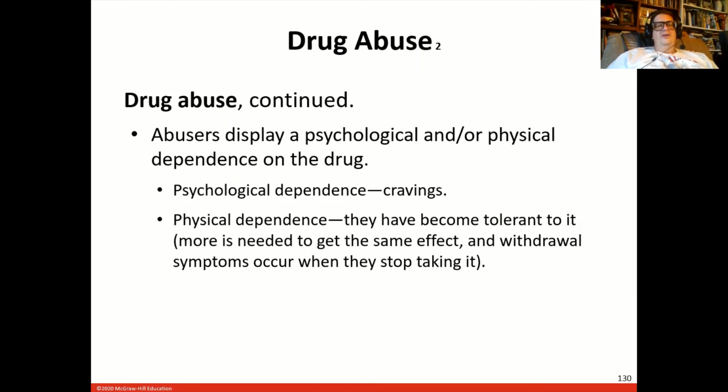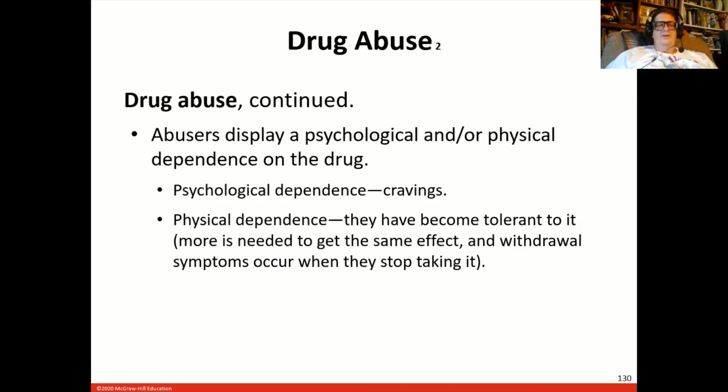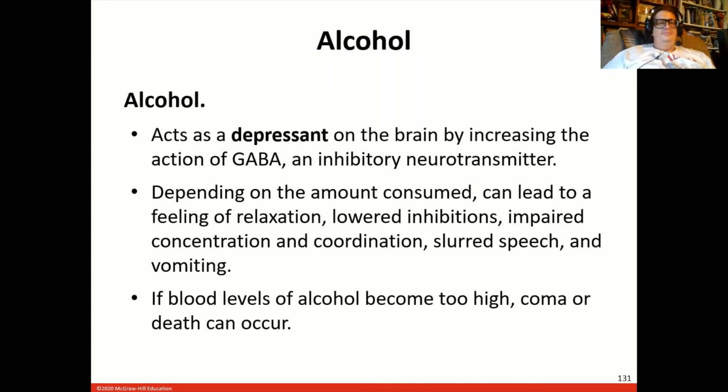If someone is abusing at that kind of level, there will be a dependence on the drug. The people will have a craving for it, and they'll become tolerant. That means they need more of it to have an effect, and they'll go into withdrawal if they stop taking it. Their body will have a very strong negative reaction. That can happen because you may have stopped making the natural chemical that the drug is similar to. We'll talk about that.